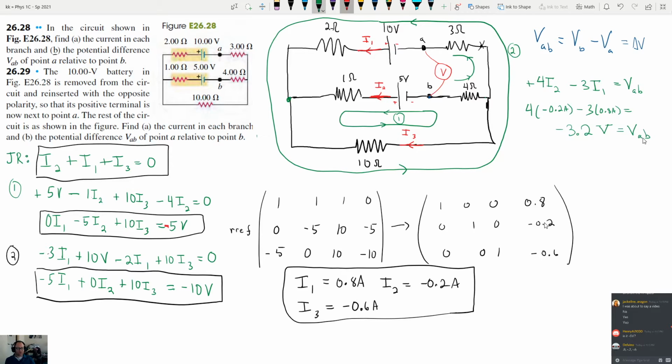Now we can ask ourselves which potential is actually higher. So we went from B to A, right? Okay, we can actually answer this now. We went from B to A, and we got negative 3.2. That means that point A is 3.2 volts lower than point B. So to put that in numbers, I'll use 0 first: if I said that point B had a potential of 0 volts, what would the potential of point A be? Negative 3.2.